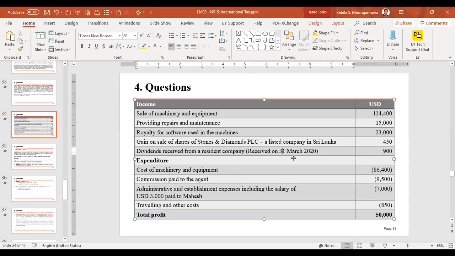So if it is received in the last 3 months, then when the resident company distributes the dividend, they will comply with the current law. Then the current law is that it is exempt. The dividend received during this period, January to March, is exempt for non-residents. Is it clear? Do you want further elaboration?